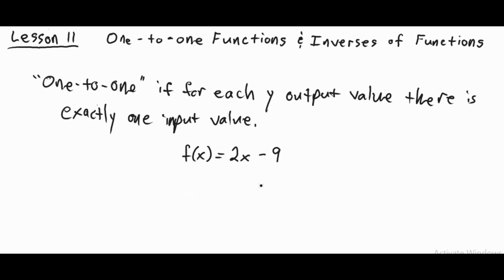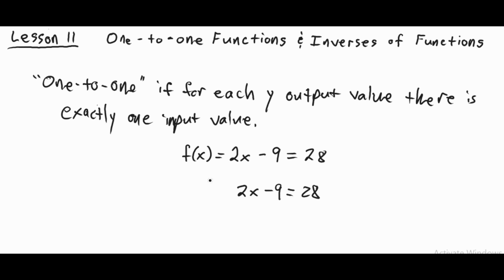And so let's look at one more example. Okay, so now we're going to ask the question, is the function f of x equals 2x minus 9 a one-to-one function? Well, what we can do is select any output value. Let's suppose we select, I don't know, how about 28? Okay, all right, great. And so we want to know how many input values for x can result in the output of 28. Well, we can just solve this algebraically and find out.